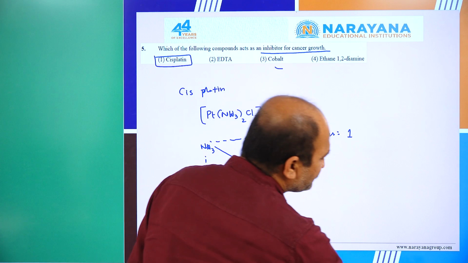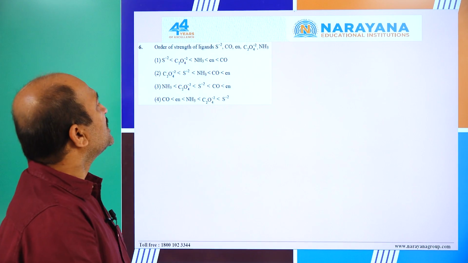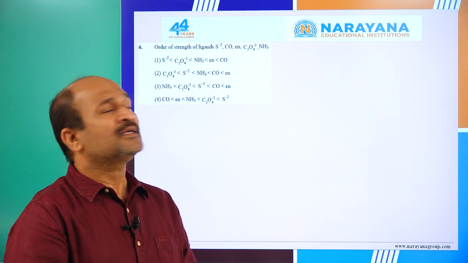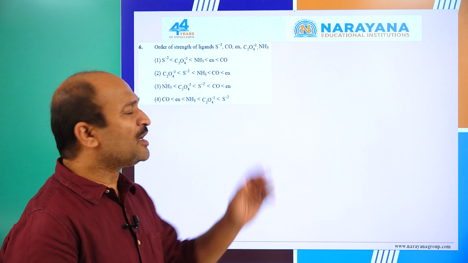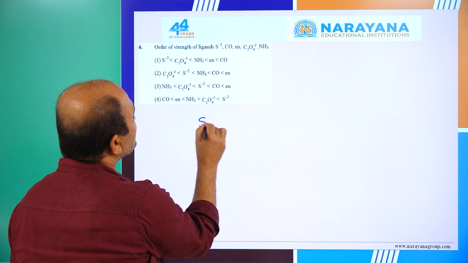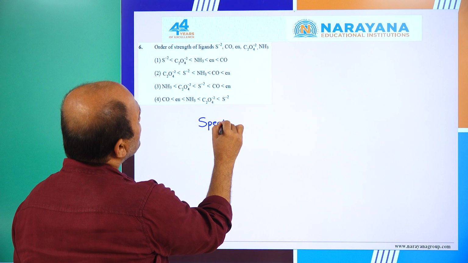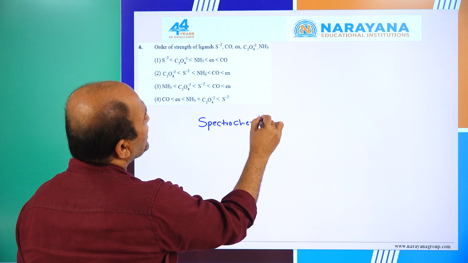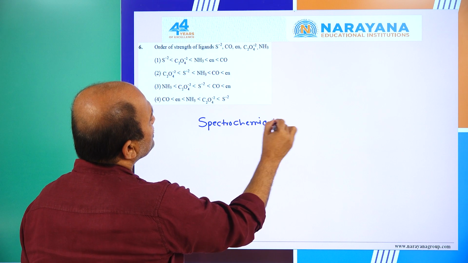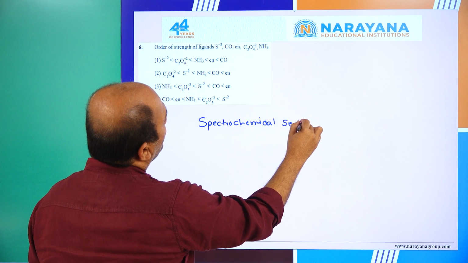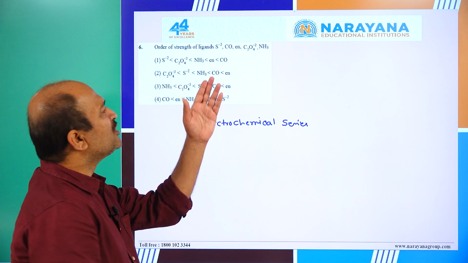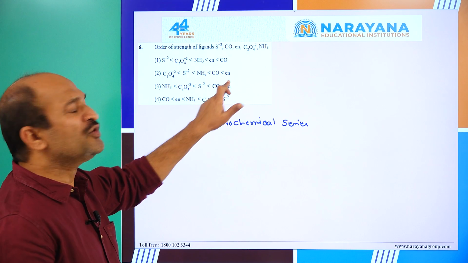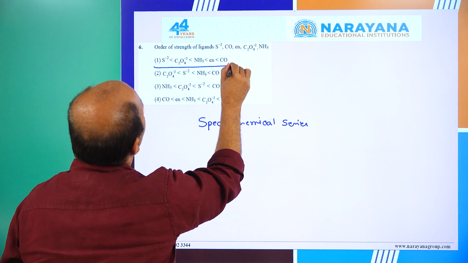Go for the next question. Order of strength of ligands: S-2, CO, en, C2O4-2 and ammonia. Students, this is also a direct question on the basis of the spectrochemical series, from our NCERT textbooks. On the basis of this spectrochemical series, CO is the strong ligand. Among all the given options, only one option has the strong ligand. Undoubtedly, the answer will be this one.